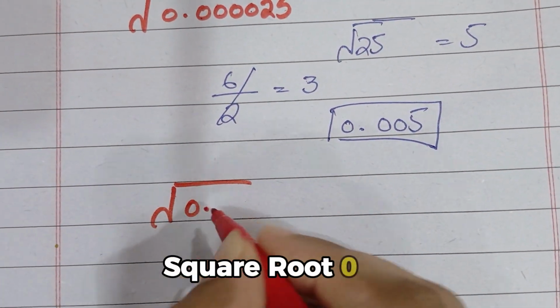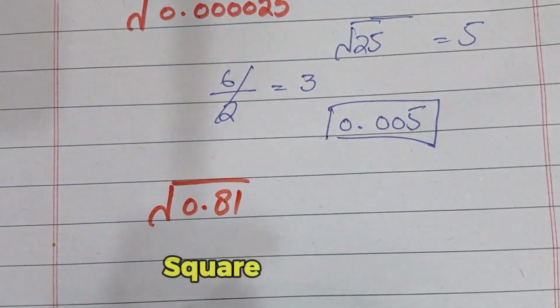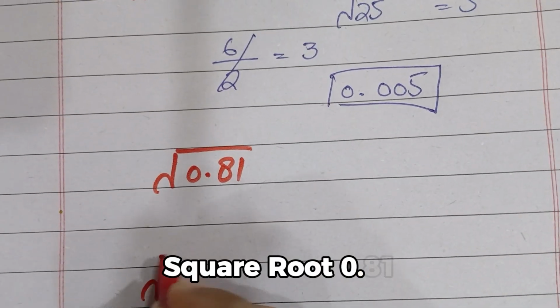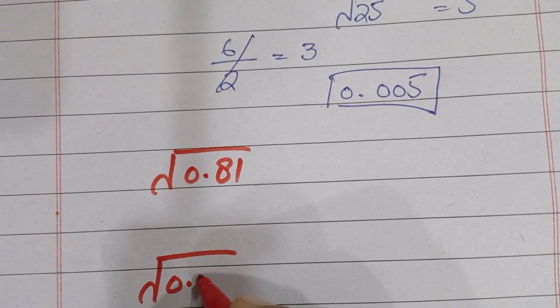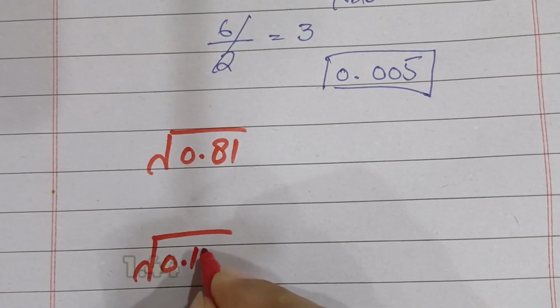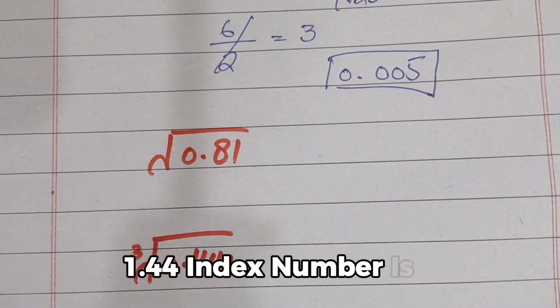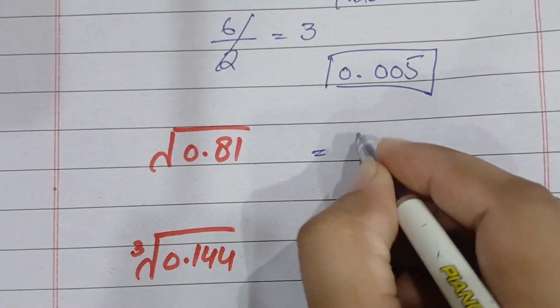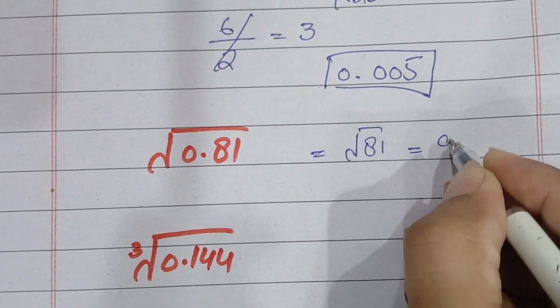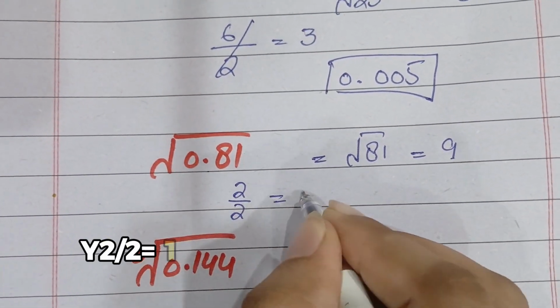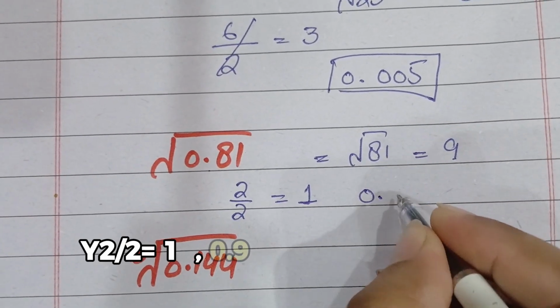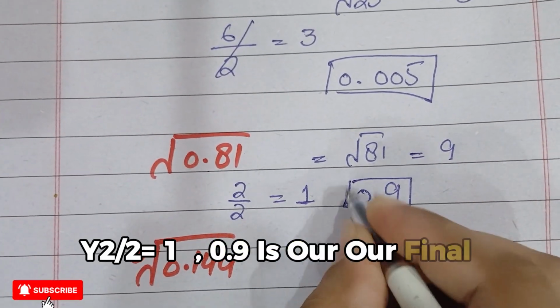Square root of 0.81 and cube root of 0.144. The index number is 3. Let's solve. The square root of 81 is equal to 9. Now the number of digits after the decimal is 2, divided by 2, equals 1. 0.9 is our final answer.